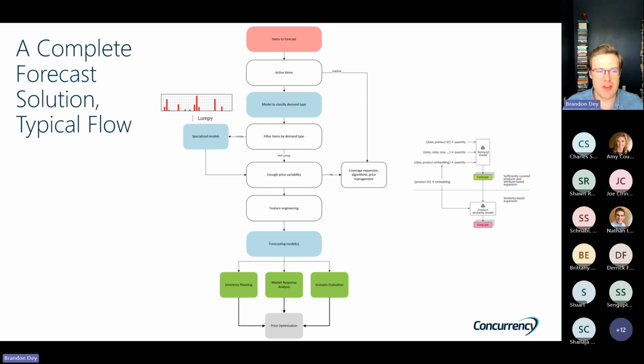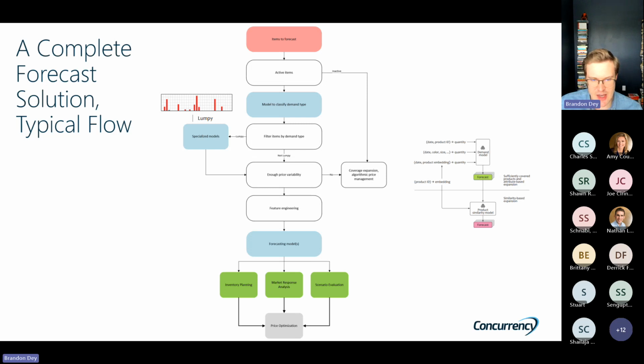Once we have identified the items that have passed that, right, the enough price variability, we move into what's called feature engineering. This is just converting the data at our disposal into a format that the models can learn the best from. This is a very iterative approach, and often a considerable amount of time is spent on this area. Once we have that, we have our forecasting model. That's terrific. Now we can forecast for that body of products and do inventory planning or market response analysis, scenario evaluation, and so on.